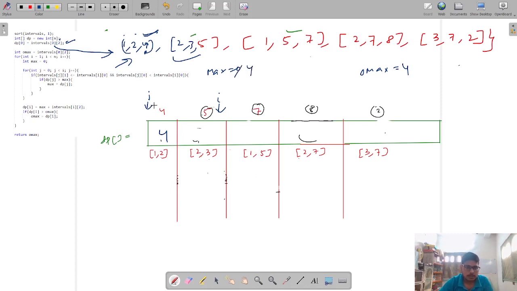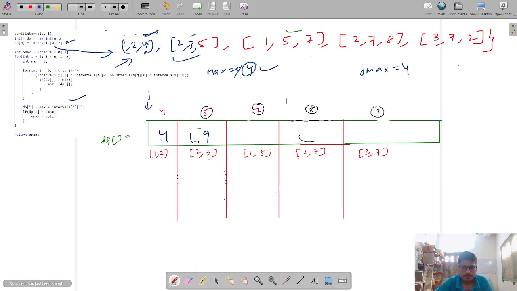Then j becomes the last of i's left side. So the loop terminates, and we will assign dp[i] to what? Maximum, that is 4 plus interval i, this one, with second column element, which is 5. So 4 plus 5, 9. So I got my max. These are the second column values containing the profit values actually. So I will add 5 to 4, 9. Right? And loop again goes up.